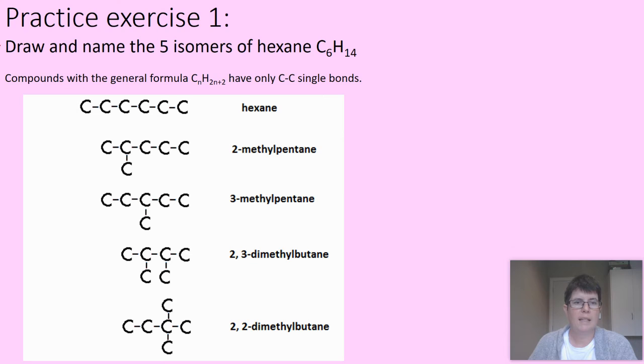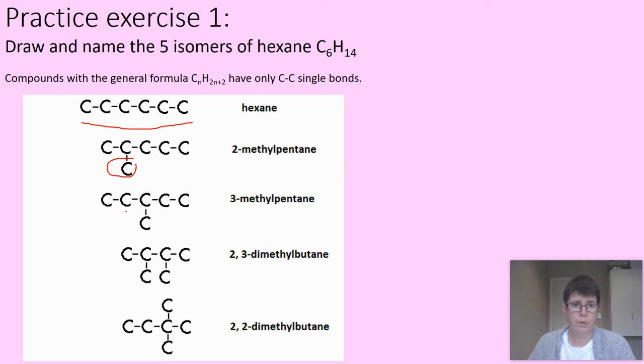So we've got hexane. First one, easiest one to draw. In my answers, I haven't put all the hydrogens on, but you would need to do that in the exam. I've just made it so you can see the carbon chain. So we've got hexane, and then we put a methyl group on the side. So we've got 2-methylpentane, 1, 2, 3, 4, 5 is the longest chain.